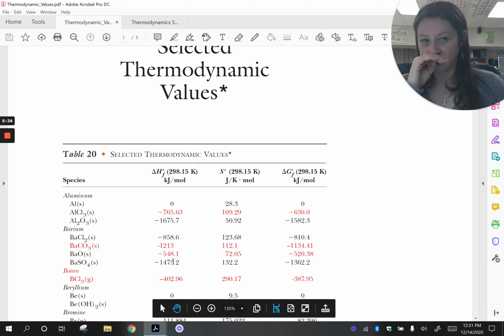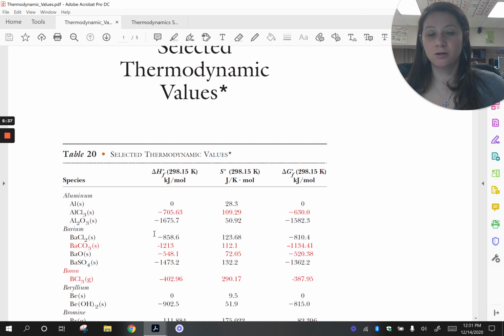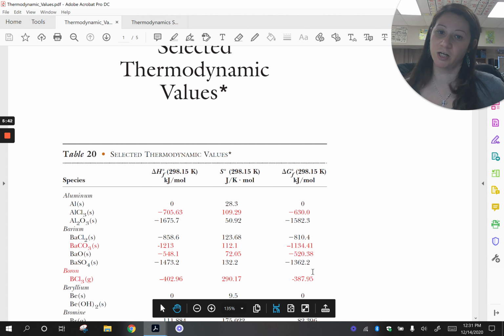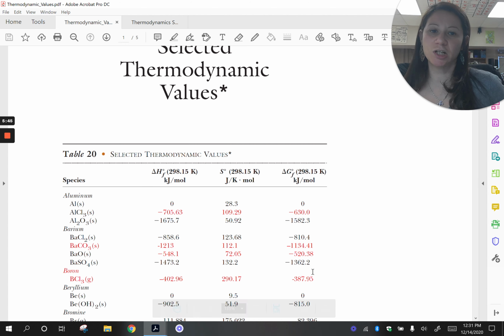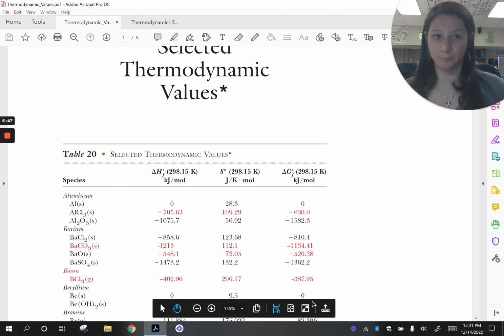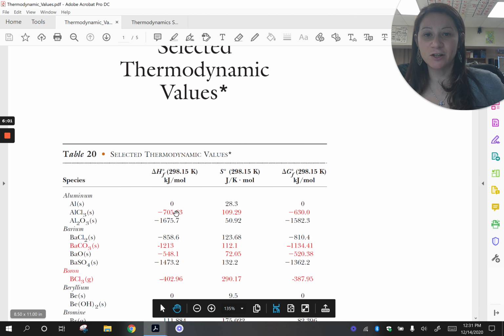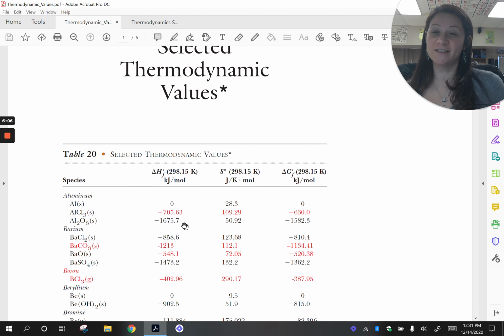Now, just a little disclaimer here. Delta H, delta S, and delta G from this table are all at 25 Celsius or standard conditions. Delta G changes dramatically if you change the temperature. We saw that for some reactions it could be spontaneous at one temperature and non-spontaneous at another temperature. So delta G changes a lot based on the temperature. However, delta H and delta S change very slightly based on temperature. So we can actually use the values at standard conditions for a different temperature when it comes to delta H and delta S.